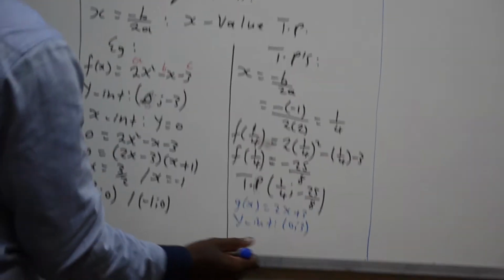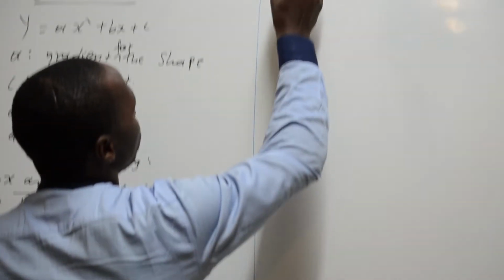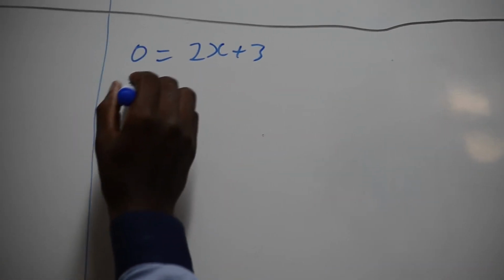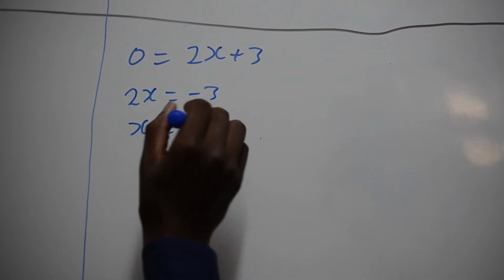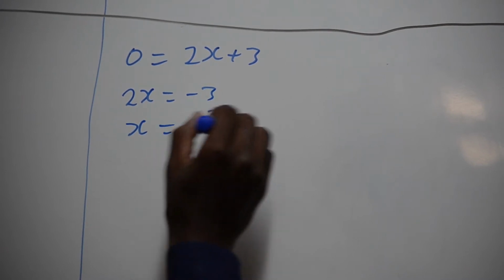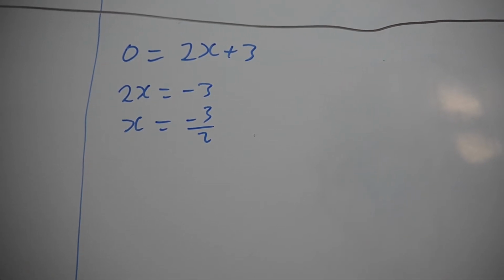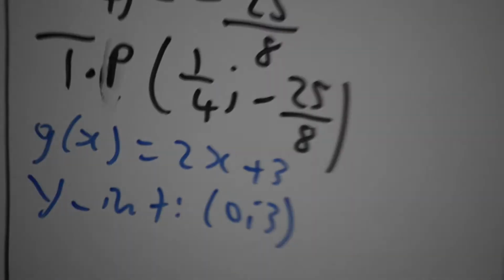Then we know for the x-intercept, y equals 0. So for the x-intercept you substitute 0 in place of g in 2x plus 3. So 2x equals minus 3, then your x is minus 3 over 2. So this is the information we need for sketching the graph. We have all the points now. Let's plug in that info.